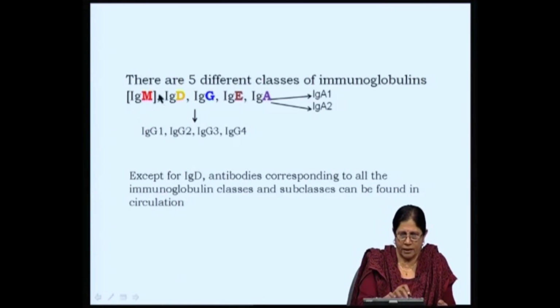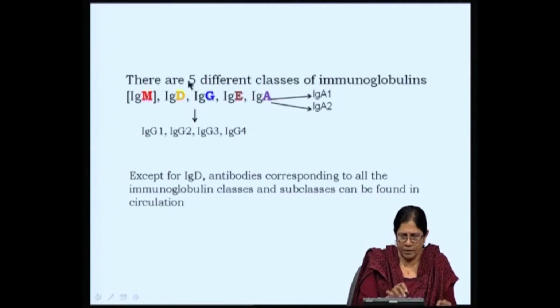Now, why do I have the IgM in bracket? Because always when the immune system responds to a particular pathogen or antigen, the first class of antibodies that are secreted in circulation are IgM. You might remember that B cells, naive B cells, have their B cell receptor as IgM as well as IgD.